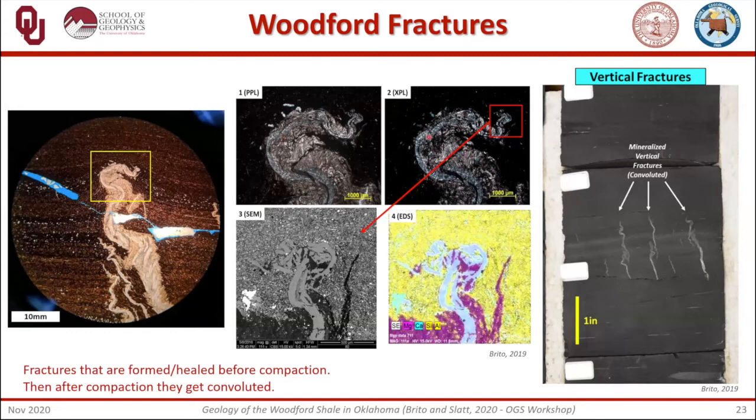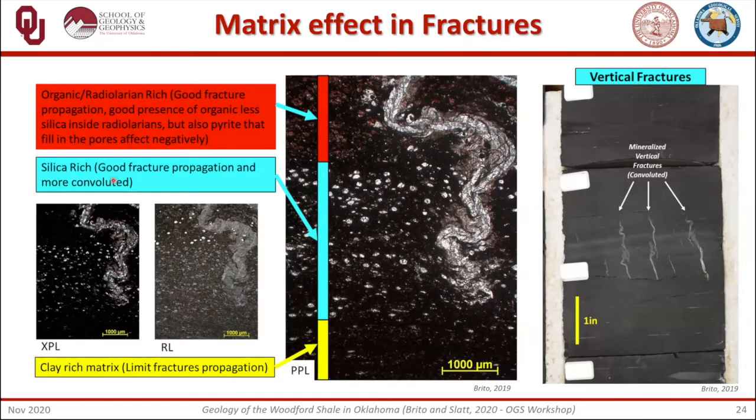The matrix is definitely a big driver. Here you can see how the clay-rich matrix tends to be where these fractures end, or propagate worse. But the ones that are silica-rich tend to propagate higher. Even the ones that have high pyrite and organics can also develop fractures there.